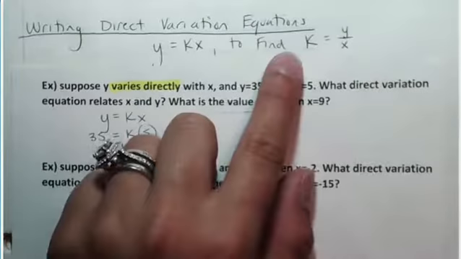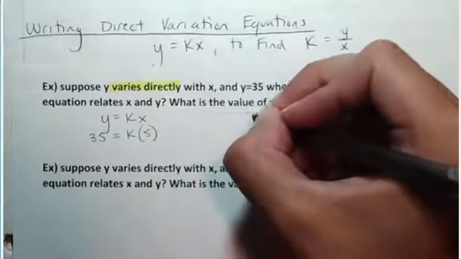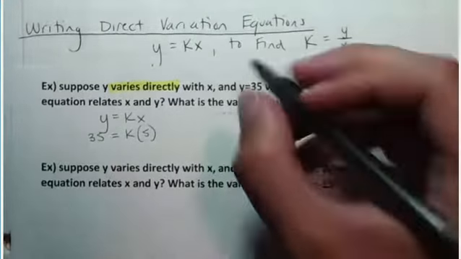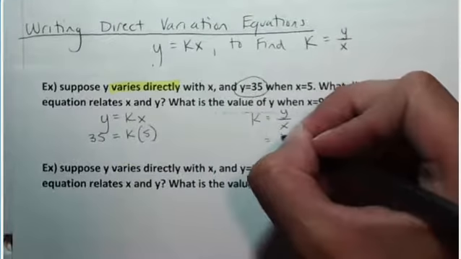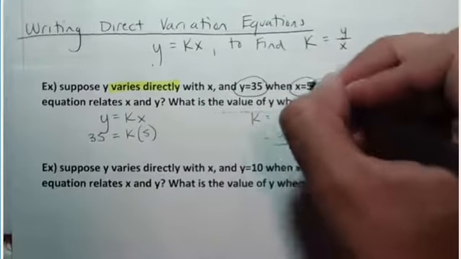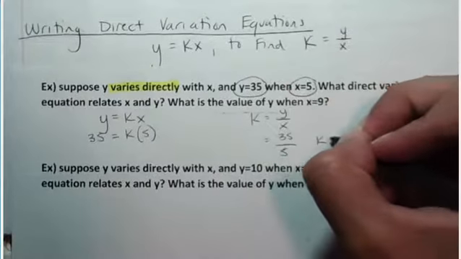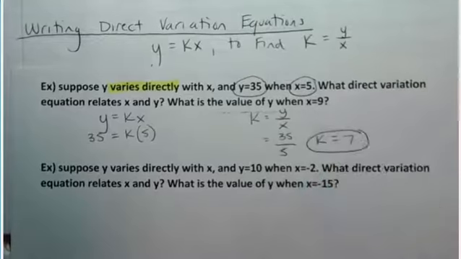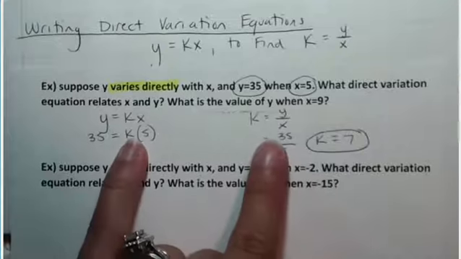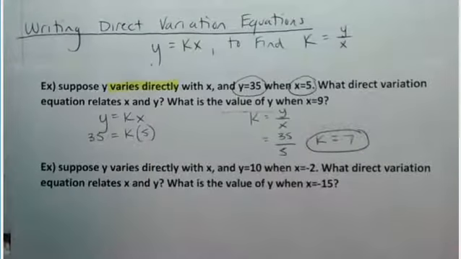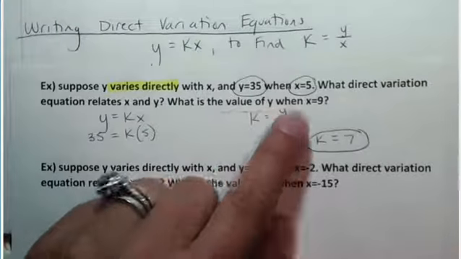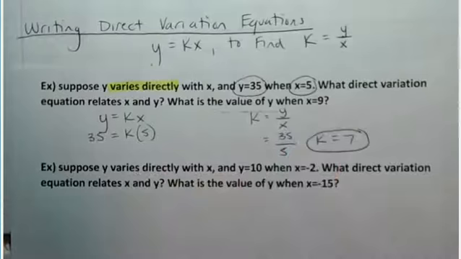Or I could divide by 5 on both sides. Or to find the k, remember we have this equation where k is equal to y over x. So let's plug in what we know. They give me the y is 35, and they give me the x is 5. That tells me that k is 35 divided by 5, which is 7. So far we figured that out 2 different ways. So now it says, what is the value of y when x is 9?